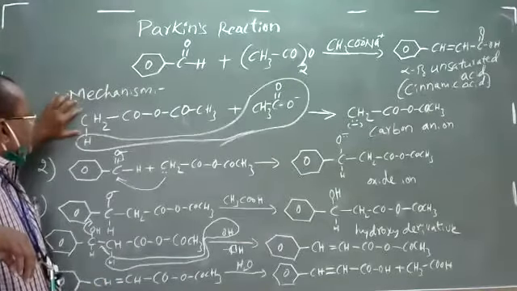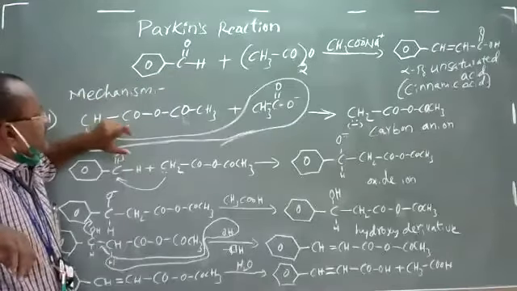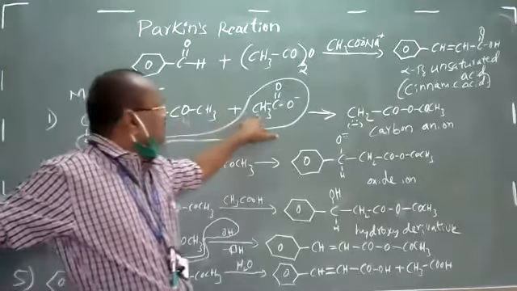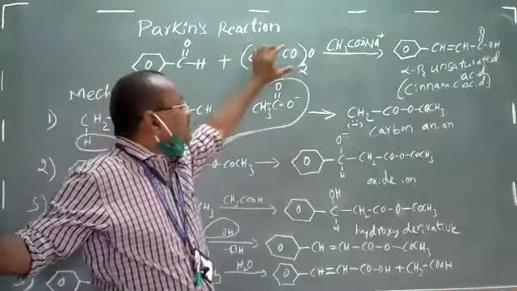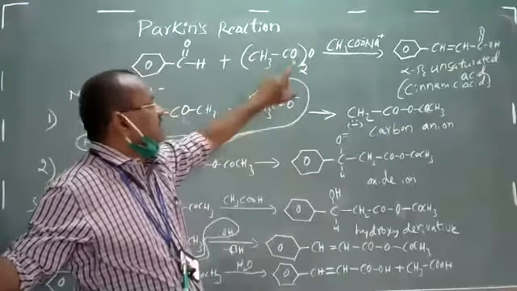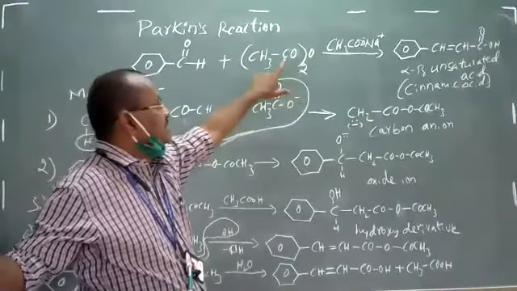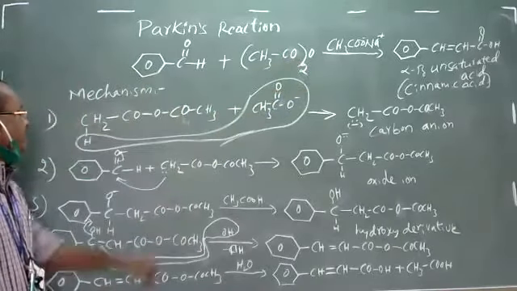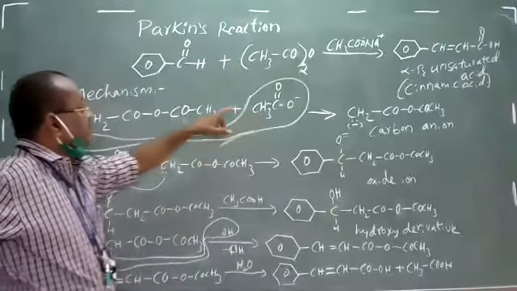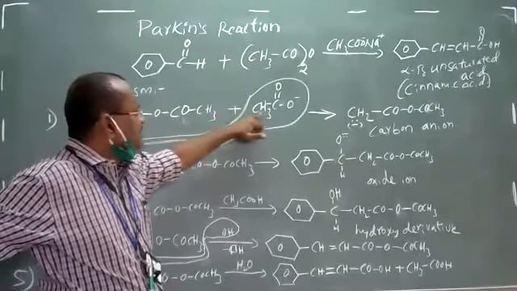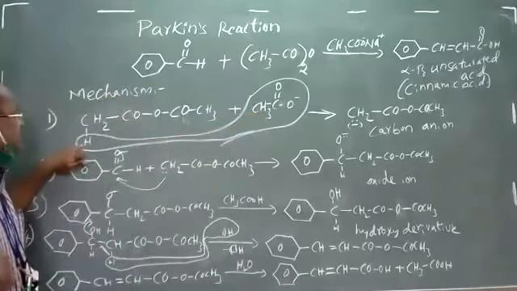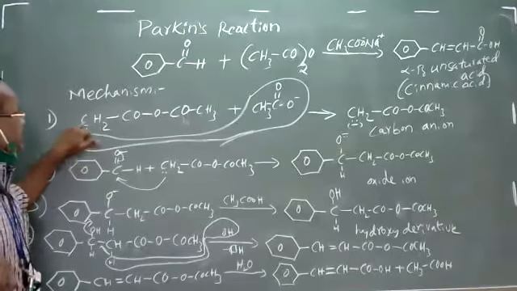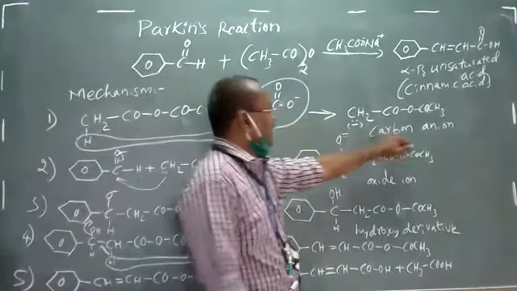Coming to the mechanism, in step 1, the acetic anhydride we are using will react with the sodium acetate, that is, the acetate ion. That acetate ion comes from sodium acetate, which splits up into Na plus and the acetate ion, COO minus. That acetate ion acts as a nucleophile. It abstracts, as a base, the alpha hydrogen from this acetic anhydride molecule, and the bond electrons between the alpha carbon and hydrogen will move towards the alpha carbon to form a carbon anion.